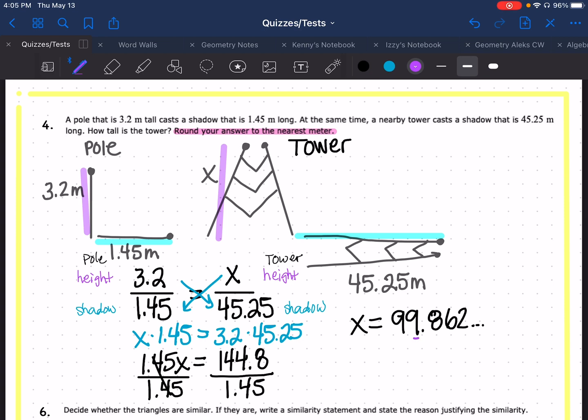It says round to the nearest meter. That means I want to go right here to the number before the decimal and I want to round it. So I'm going to look to the first number right after. This is the number that's going to tell me if I should leave the 9 a 9 or if I should make the 9 a 10. 8 is 5 or more, so I'm going to go ahead and make that 9 a 10, which makes the other 9 a 10, which means I would give an answer of about 100 meters for this one. Okay, shadow, height over shadow, height over shadow. One shape to the other.